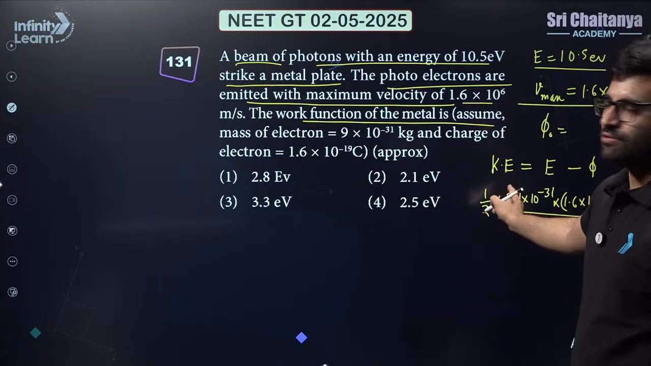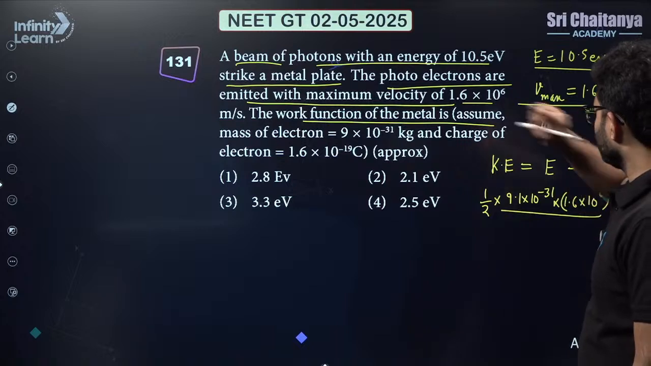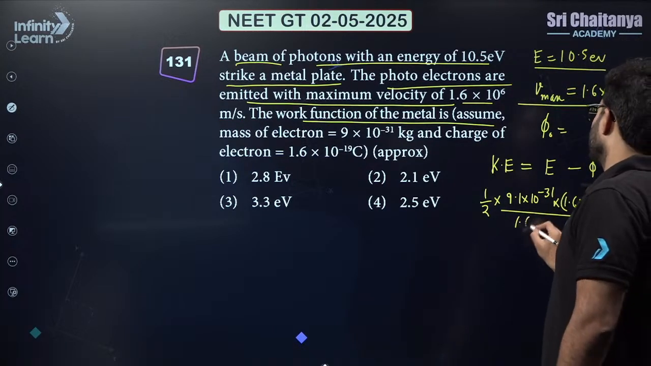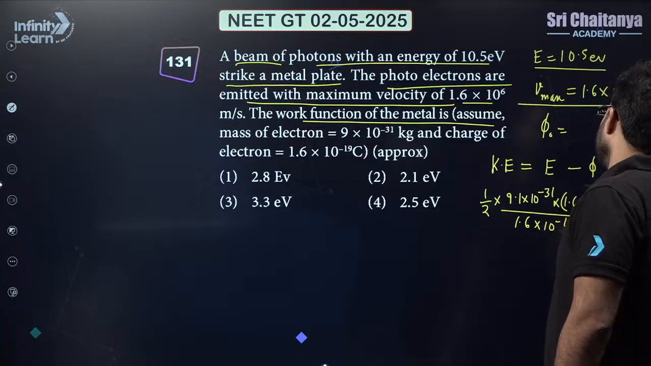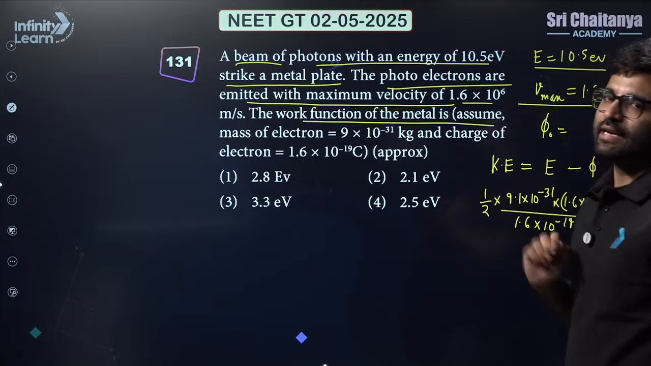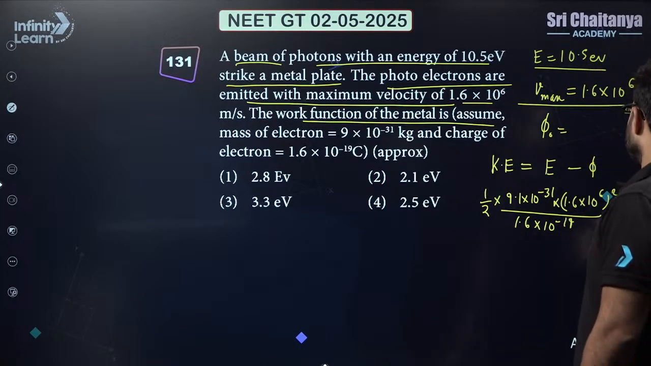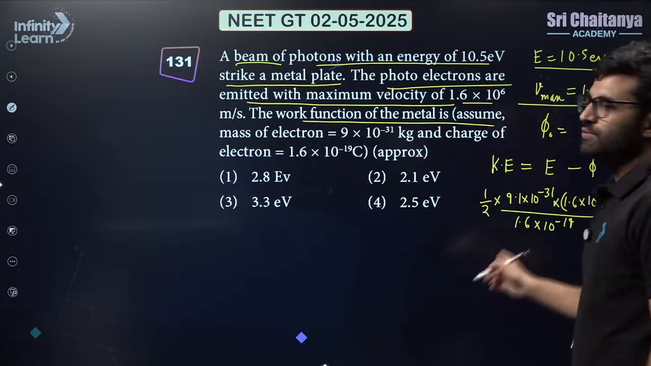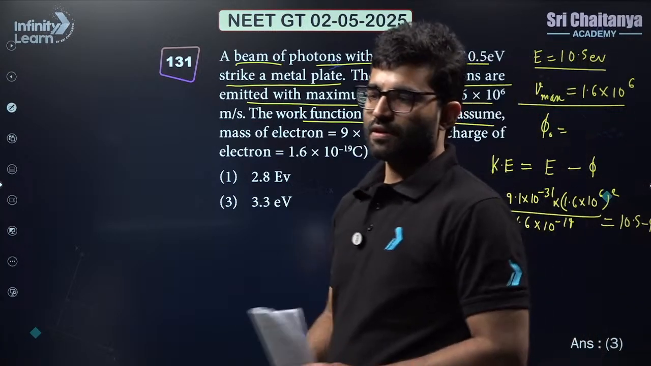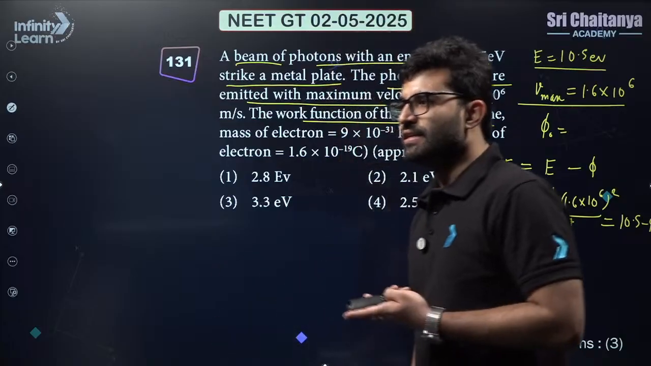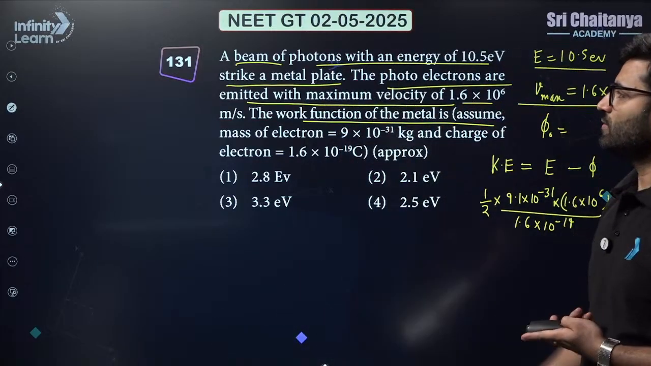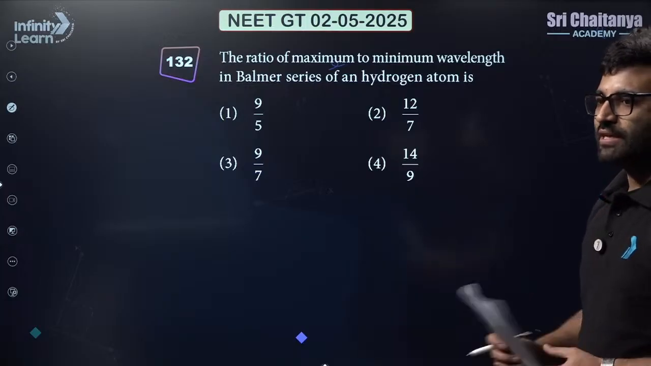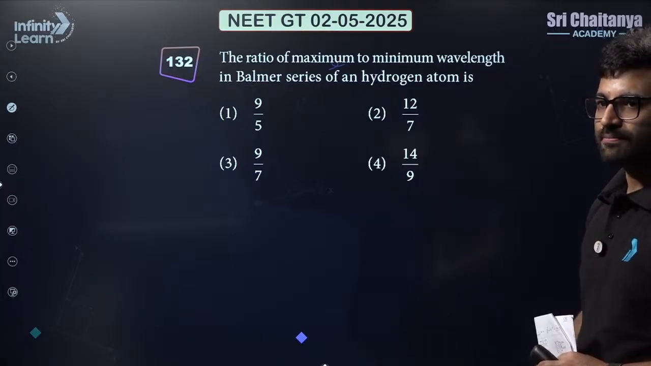This will come in joules, but you know this energy is given in electron volts. So you have to divide this by 1.6 into 10 to the power minus 19 to get this thing in electron volts, right? So this is equal to 10.5 minus 5. Now you have to do the calculation part, right? Clear? So these are some of the very easy questions, like the questions on the photoelectric effect. Please do it very religiously, right?